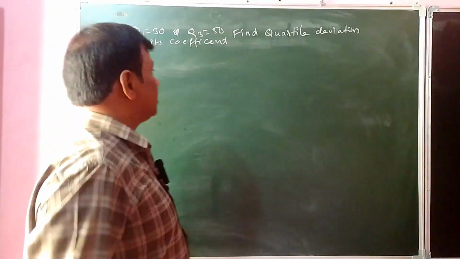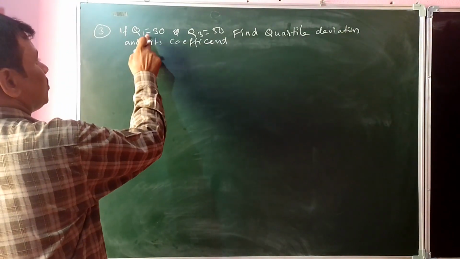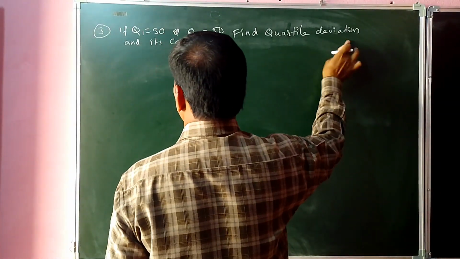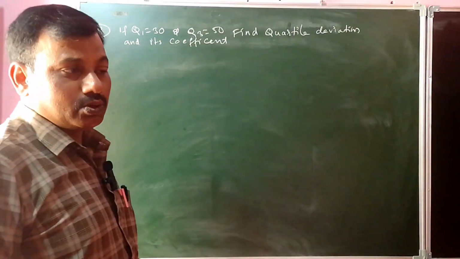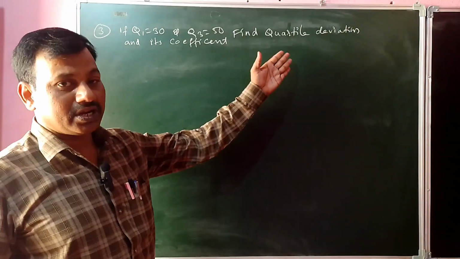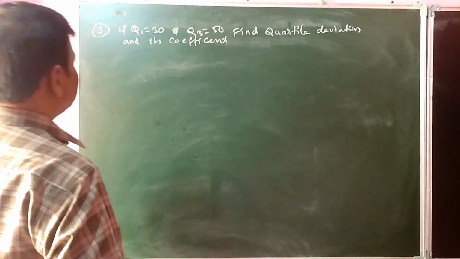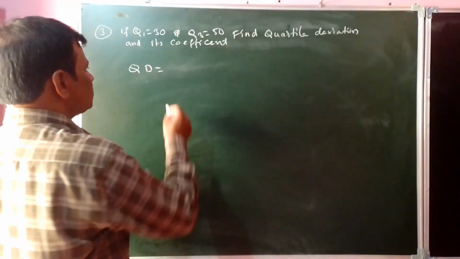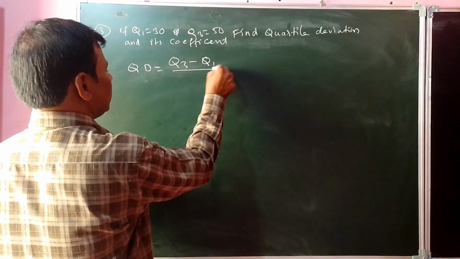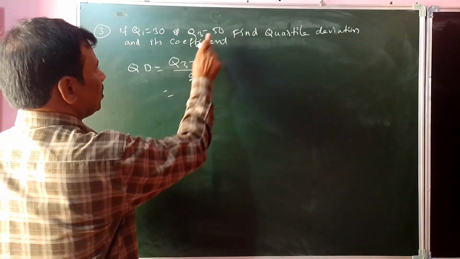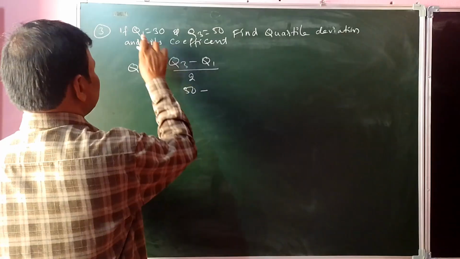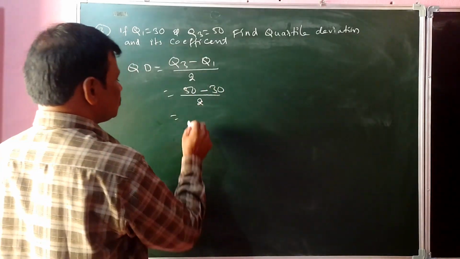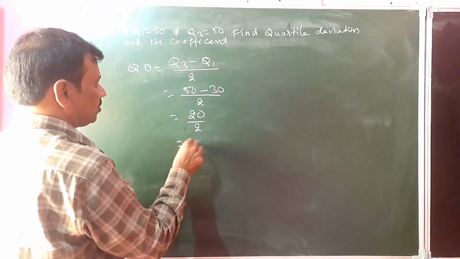Next question, question number 3: if Q1 equals 30 and Q3 equals 50, find the quartile deviation and its coefficient. They are asking for the quartile deviation and the coefficient. Let us calculate the quartile deviation. QD equals Q3 minus Q1 divided by 2. Q3 is 50 minus Q1, 30, divided by 2. 50 minus 30 is 20, and 20 divided by 2 is 10.